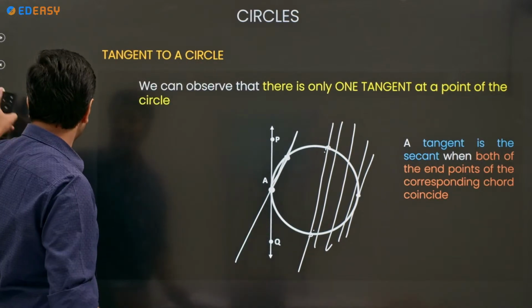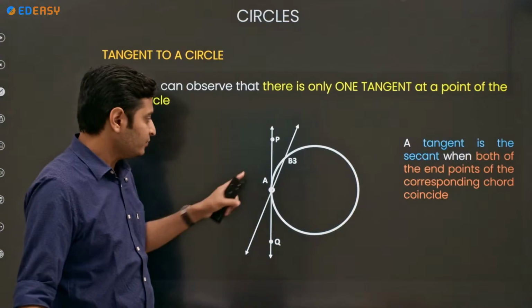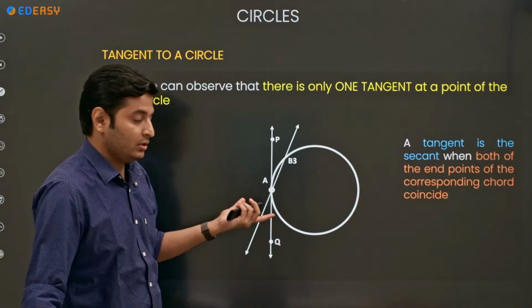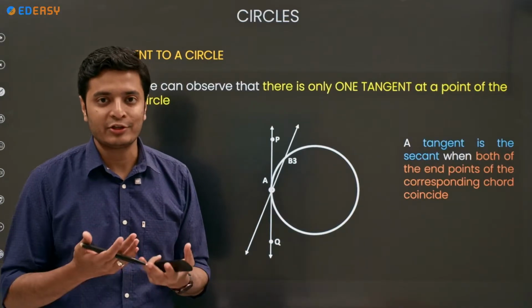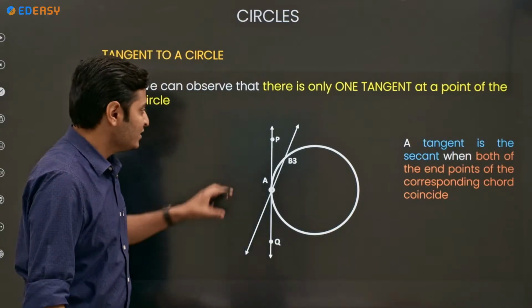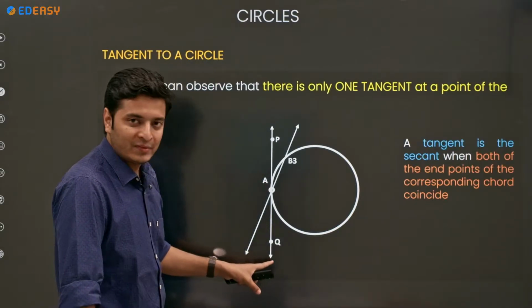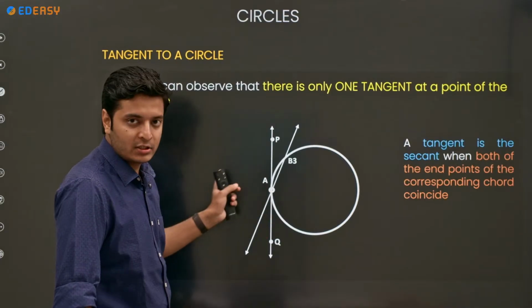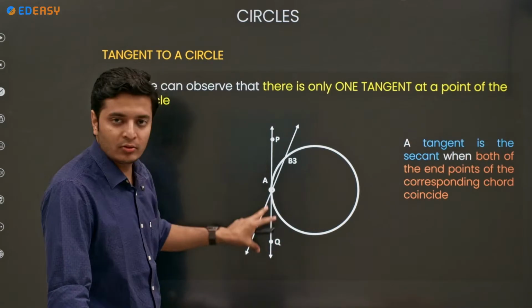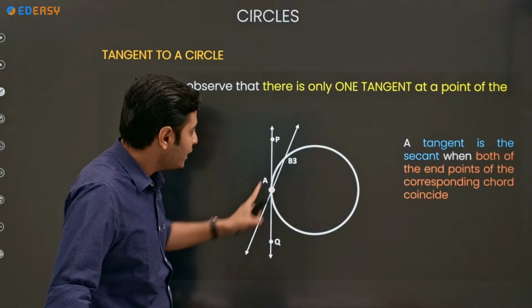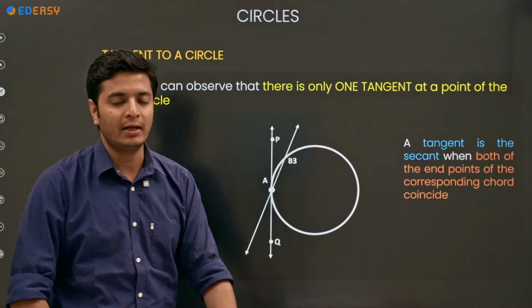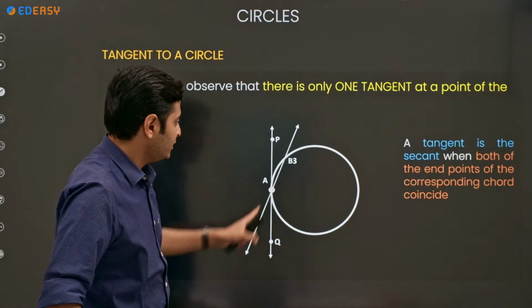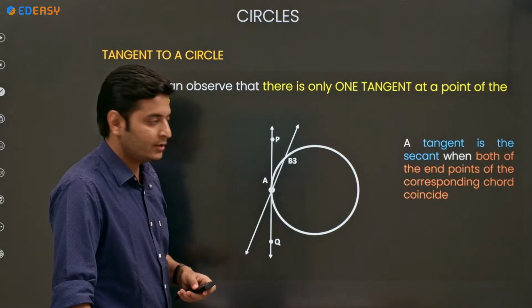Now, as you can see, I'm gonna use better lines now. So this is the only line that is passing through point A, which is on the circle, and it is known as the tangent. If I try to tilt or rotate the line even by the slightest, then it is touching the circle at two distinct points.